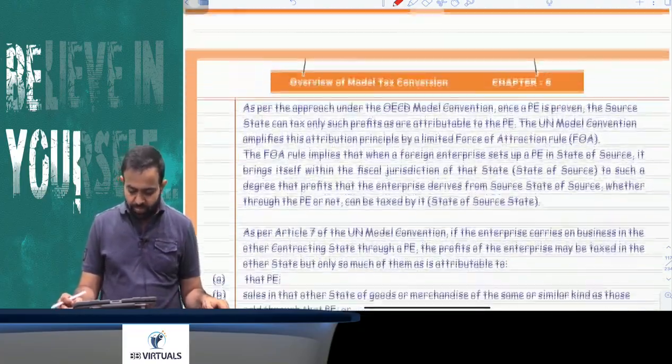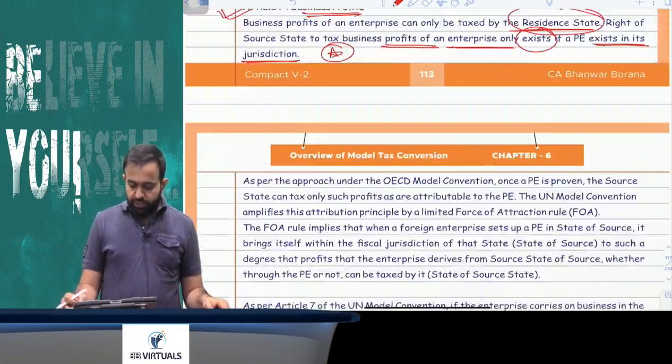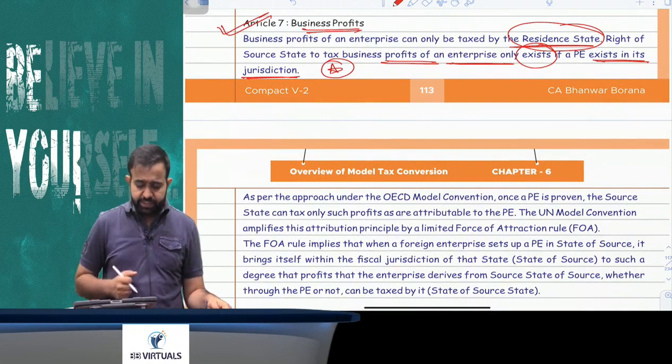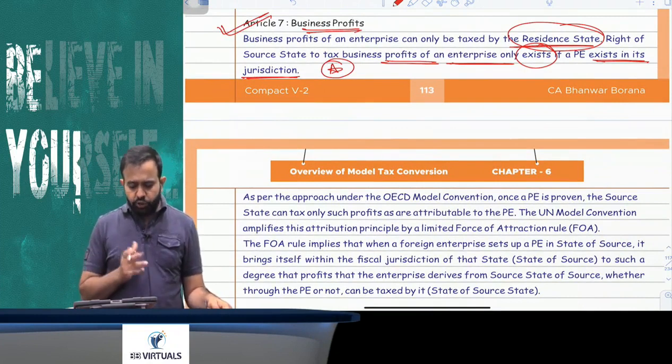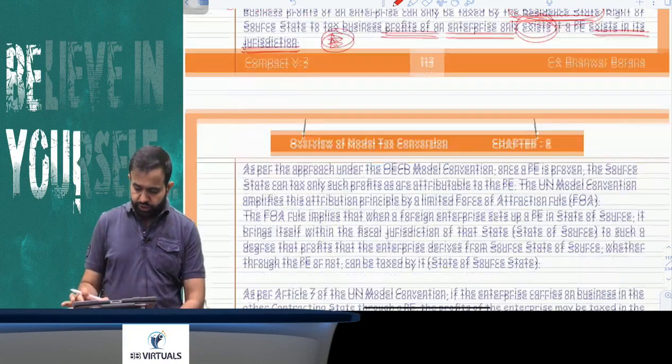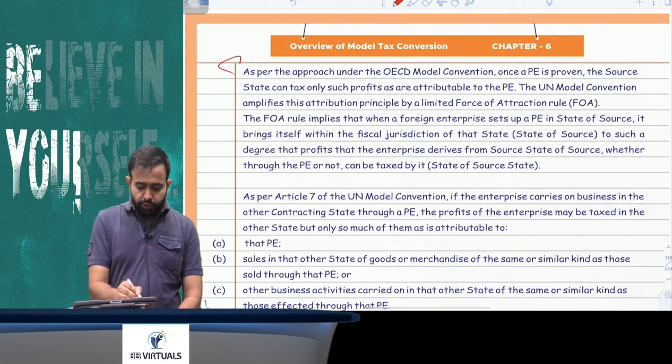Resident country will give the rebate through the tax exemption method or tax credit method and all. So next part, everyone pay attention: business profit of an enterprise can only be taxed in the residence state. The right of the source state to tax business profit of an enterprise exists only if a PE exists in its jurisdiction. Now the next part is very interesting. You have to remember this part.